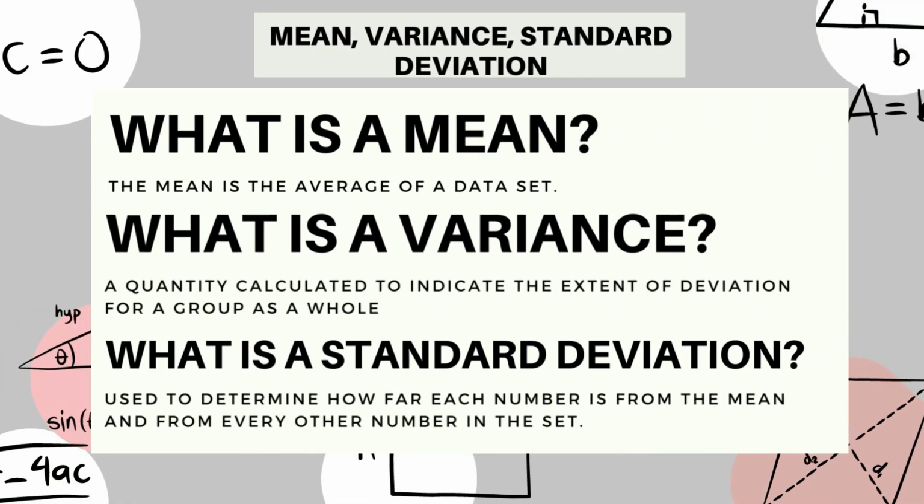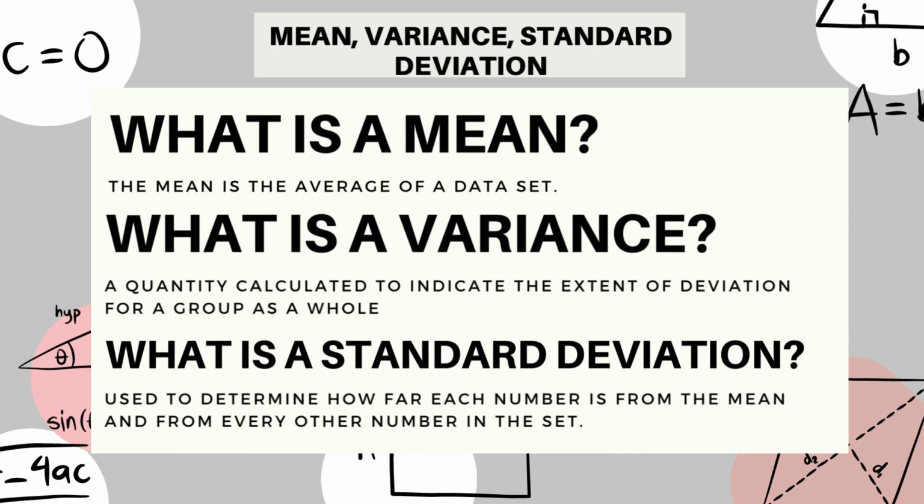The definition of a mean, variance, and standard deviation. Now let's move on to the definition of a mean. What is a mean? The mean is the average of a data set. It is a measure of central tendency of a probability distribution along with median and mode. It is also referred to as an expected value.